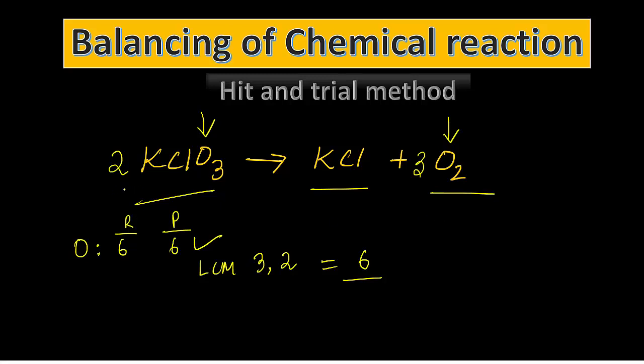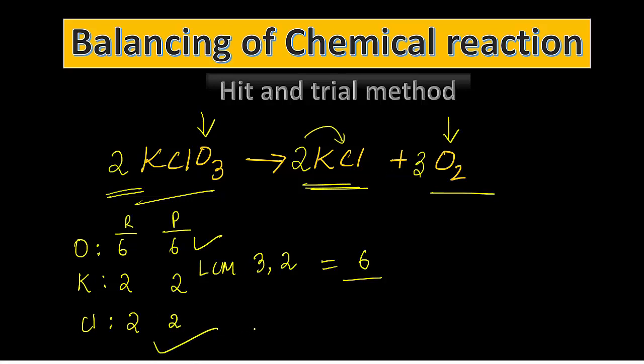Now as we have placed 2 before KClO3, the number of potassium ion will be 2. But in the product side, the number of potassium ion is only 1. So we can place 2 before KCl. Now potassium is also balanced: 2 potassium in the reactant side and 2 in the product side. Now we will check for the chlorine atom. In the reactant side it is 2, and in the product side it is also 2. So therefore the reaction is balanced.